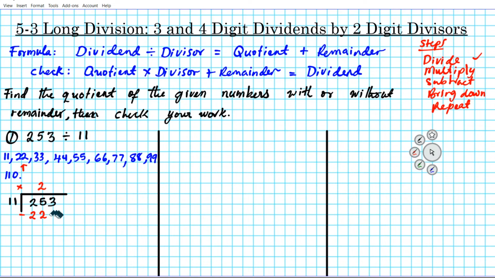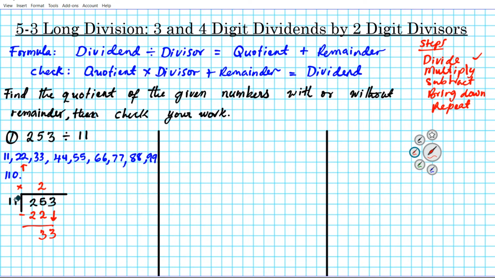See how we're working with 2 digits at a time. So we subtract, that's 0, 5 minus 2 is 3. Subtract, bring down 3, and then we're going to repeat.